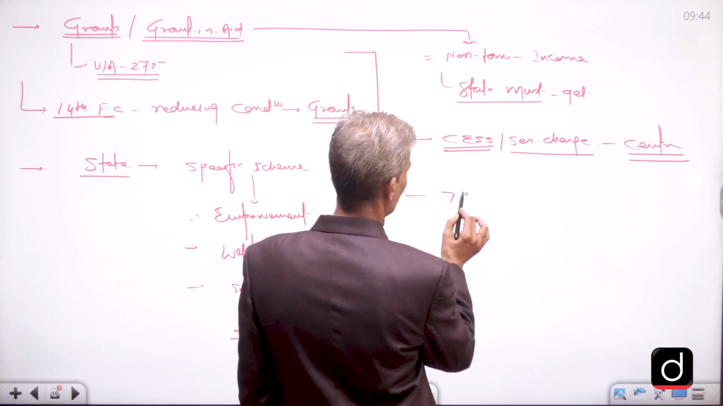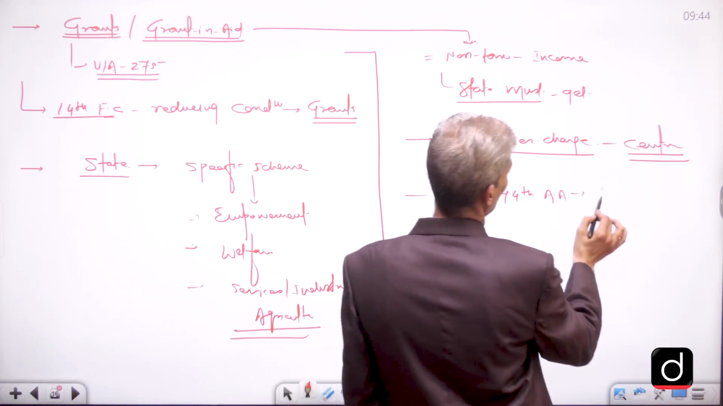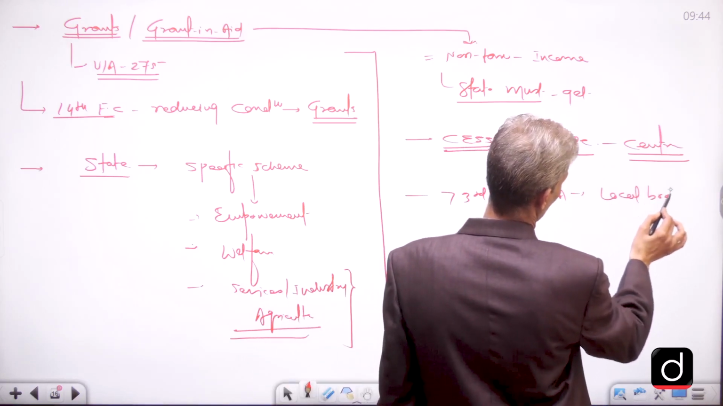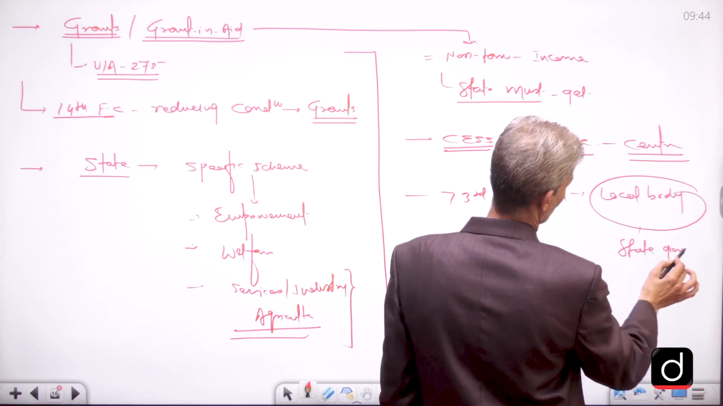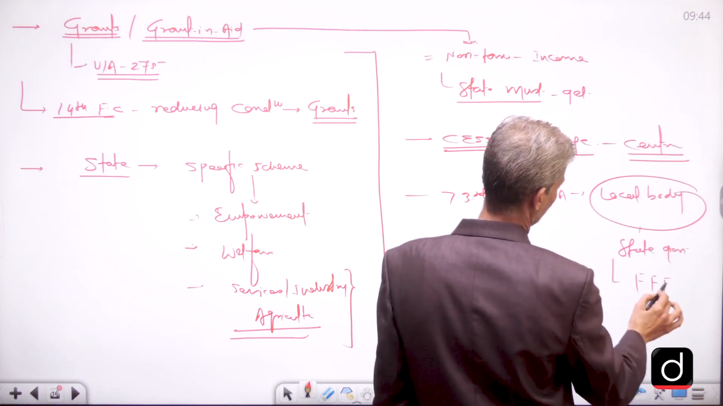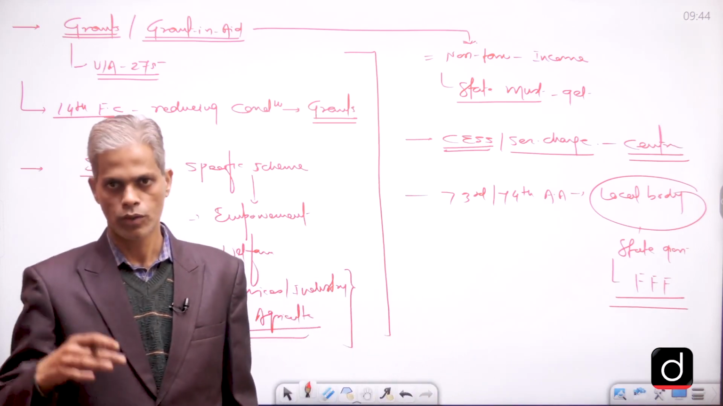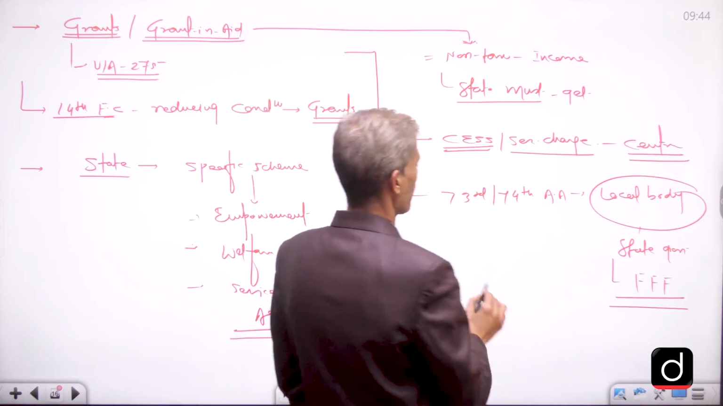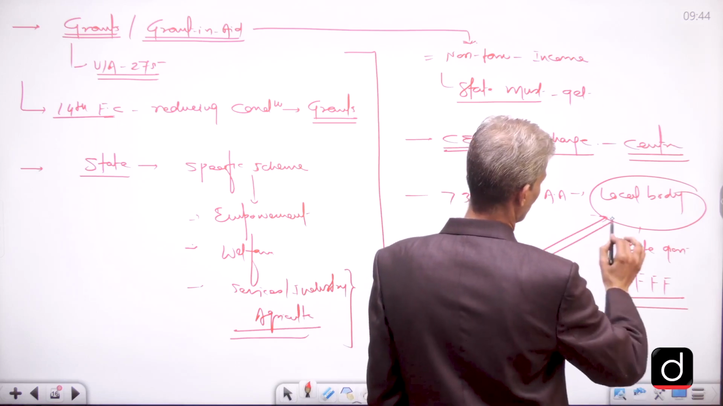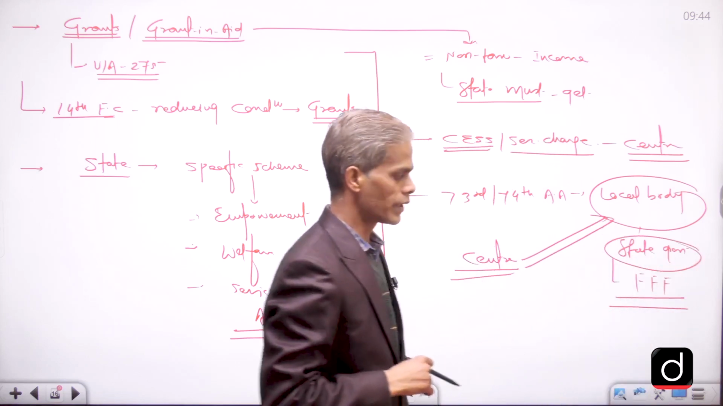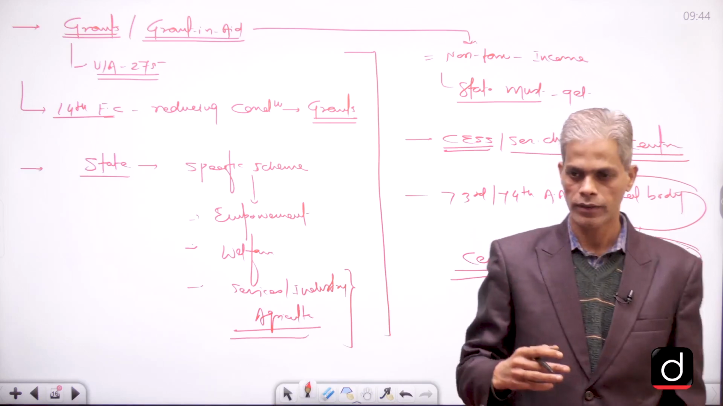And after the 73rd and 74th Amendment Act, the responsibility of the local bodies, that is Panchayati Raj institutions and the urban local bodies, also came on the shoulders of the state government. And they also struggle with these three problems only, that is called triple F: funds, functions, and functionaries. Now to eliminate this or to reduce this burden, what center can do is center can directly take care of the financing part of the local bodies so that the burden on the state government could be reduced.